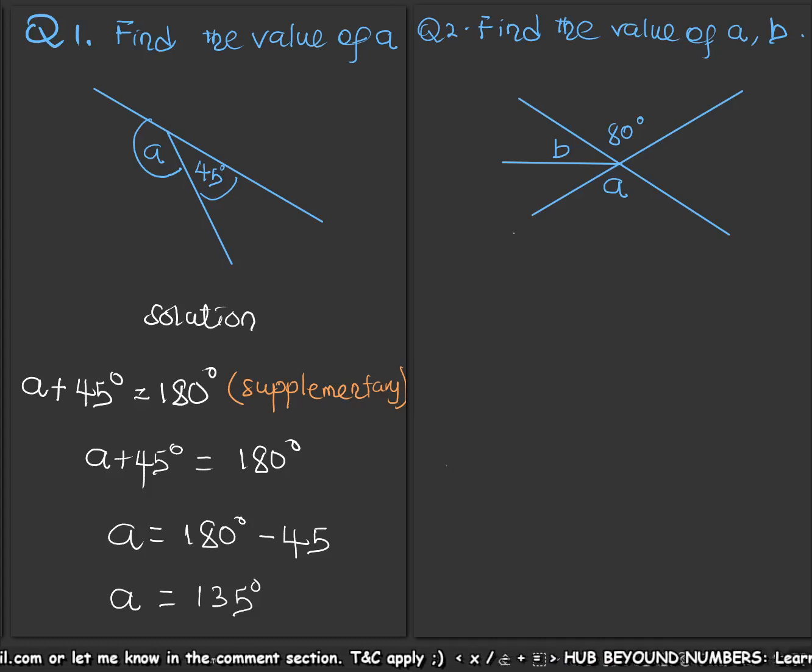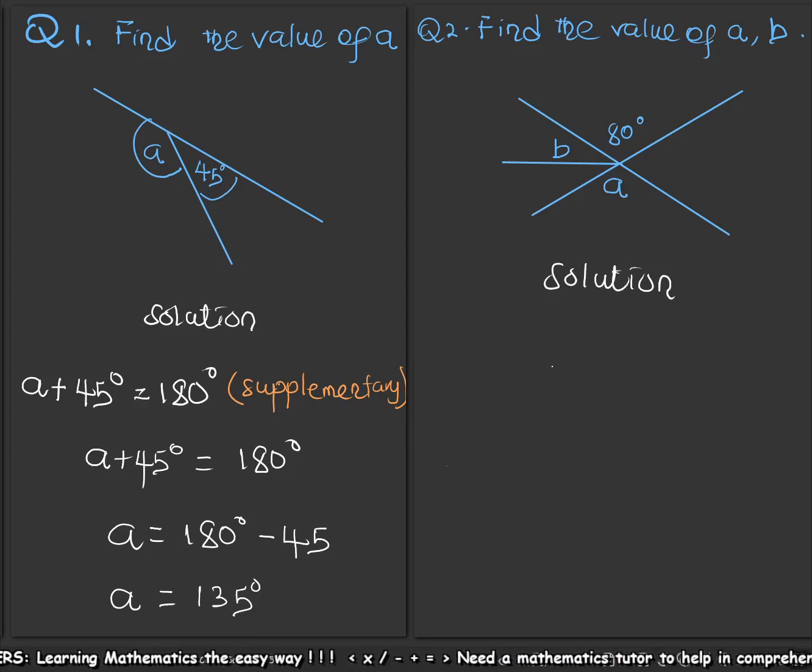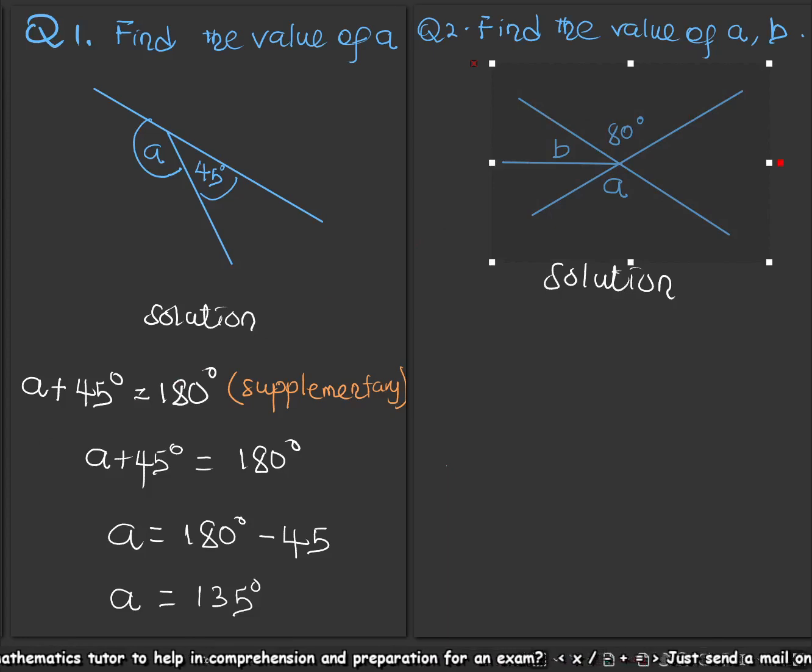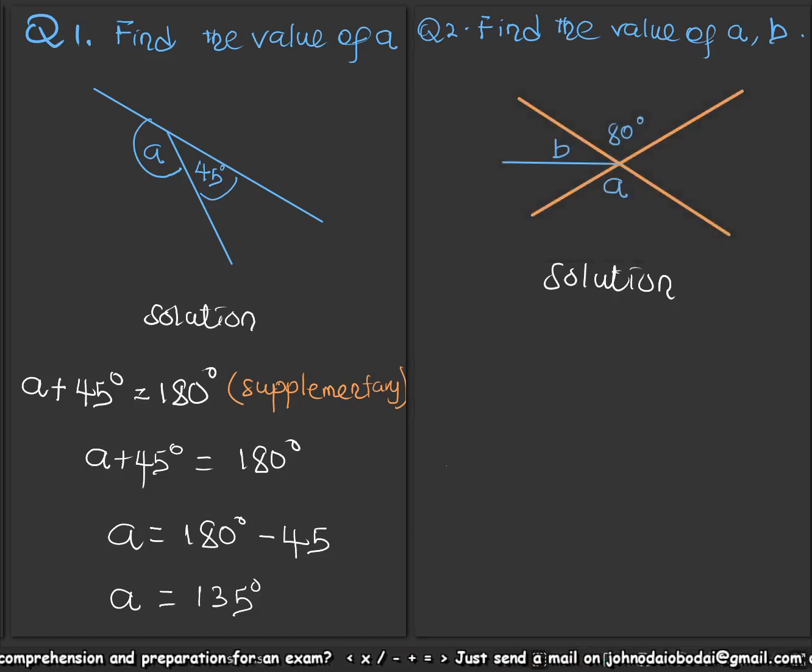Now, for this second question here, it looks easy, but you would have to apply certain concepts. You see, it says you have to find the value of A and then B. Find the value of A and B. So our solution, if you take a look at this you have here, you realize that the value of A and then B, if we take out this line and then this line, let me change its color and make it look like this. What do you see? It is an X.